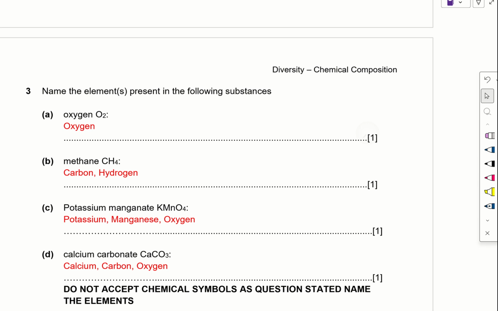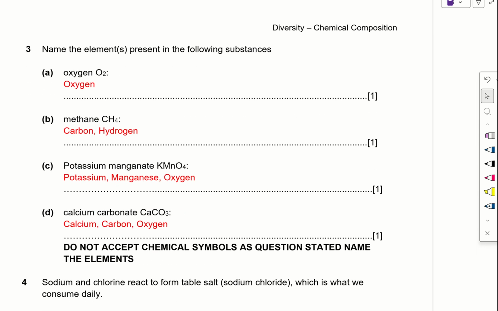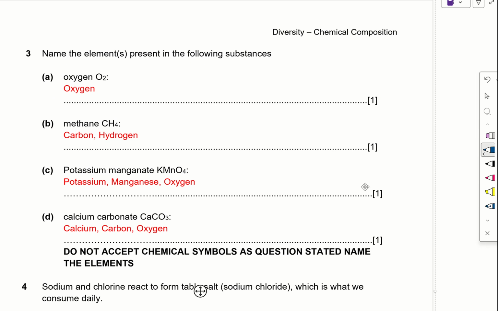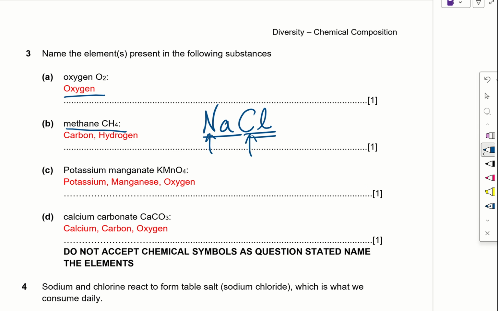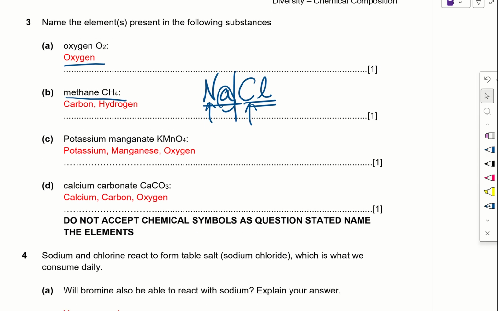Now name the elements present in the following substances. Oxygen will be O2, oxygen. Methane is CH4. What are the elements found here? Remember, if we look at the symbol of an element, the first one must be a capital letter. The second one is a small letter. So this is sodium chloride. The first is a capital letter. After I have a small letter, I know the next one will be the next element. So CH4 will be carbon and then hydrogen.